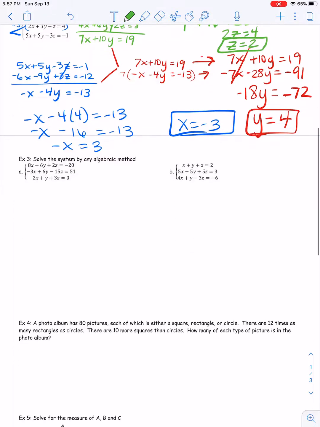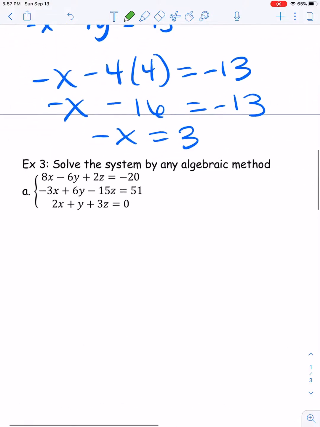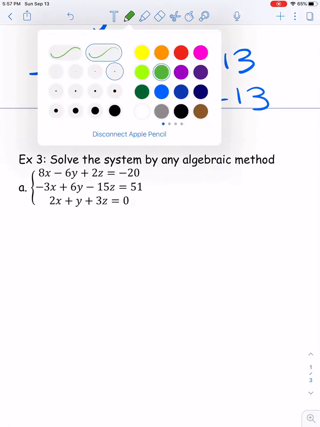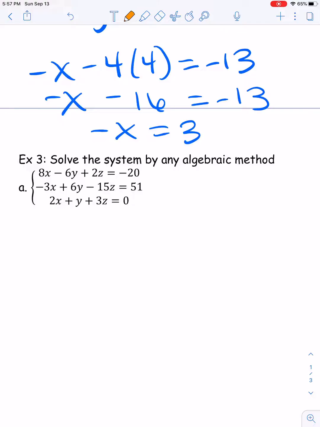All right, and so now I give you 2 systems, and I just say solve it using whatever method you would like. And so it's kind of up to you. I'm going to use elimination because I see in the first 2 equations that my negative 6y and positive 6y are going to cancel out. So I'm going to do elimination. Okay, so those would cancel out.